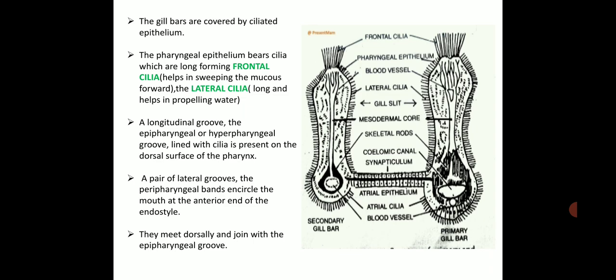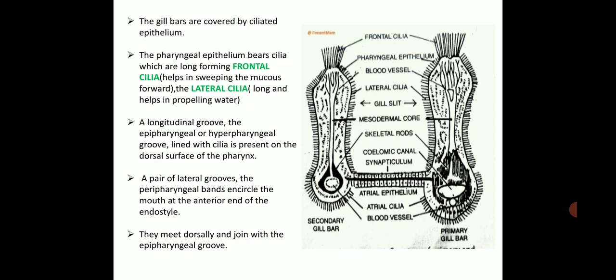So the gill bars are covered by ciliated epithelium. You can see in this picture the pharyngeal epithelium that bears long cilia, forming the frontal cilia. First, you can see at the topmost the frontal cilia, which help in sweeping the mucus forward. That will allow the mucus to get into the food cord. And second, you can see the lateral cilia all over the gill bars, which help in propelling the water.